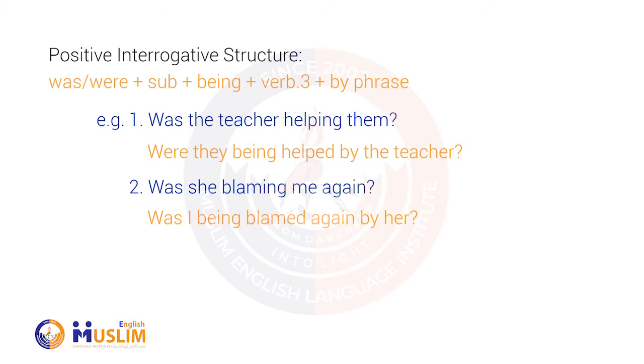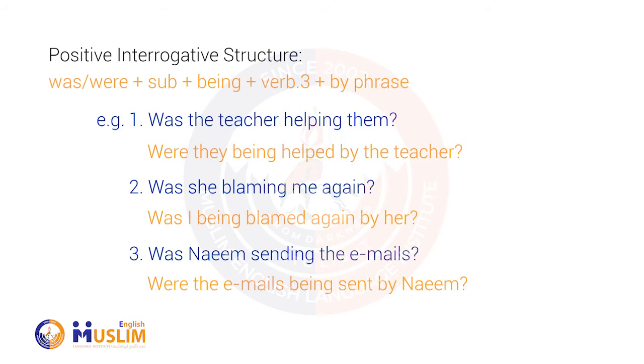Number 2. Was she blaming me again? Was I being blamed again by her? And number 3. Was Naeem sending the emails? Were the emails being sent by Naeem?